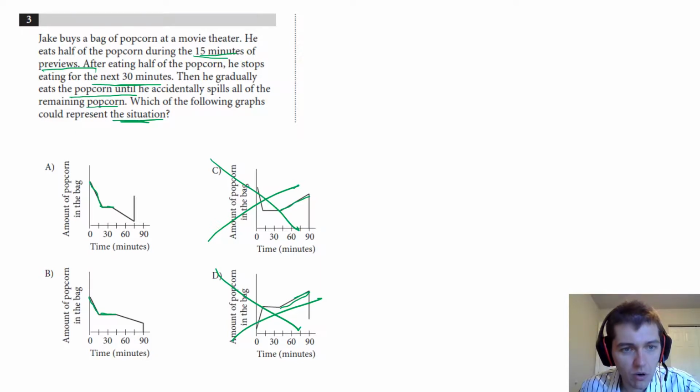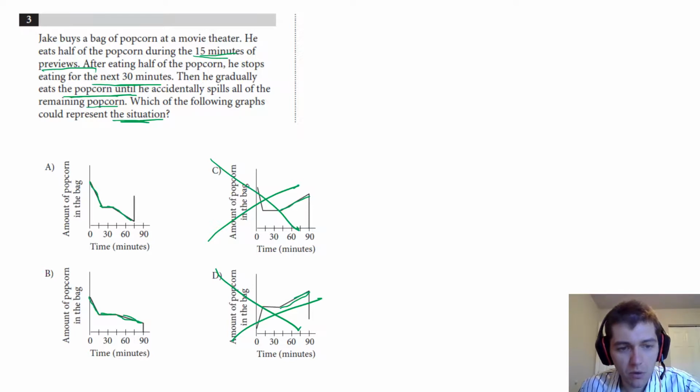And then he gradually eats the rest of the popcorn until he accidentally spills. So A has a gradual eating of the popcorn, B has a gradual eating of the popcorn. And okay, the big difference is at the end where he spills the remainder.